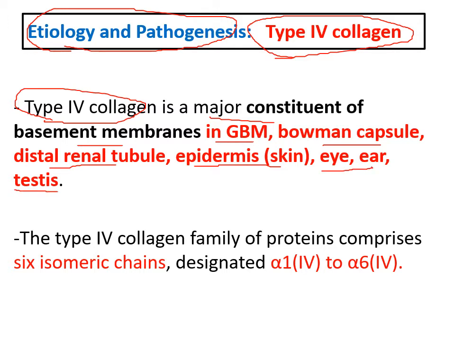From here, you can understand the clinical manifestations and the abnormality in Alport syndrome, as we said, in the kidney, the eye, and ear, because type 4 collagen is present in all of these. Type 4 collagen protein is composed of 6 chains, designated as alpha 1 to alpha 6. Six alpha chains: alpha 1, 2, 3, 4, 5, 6.